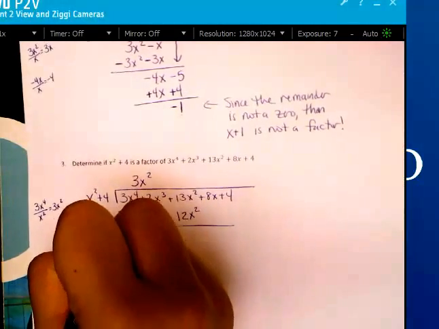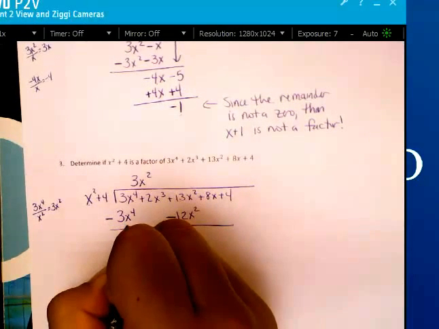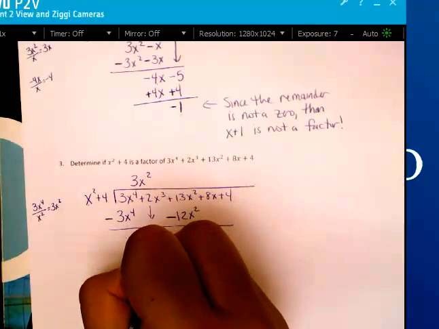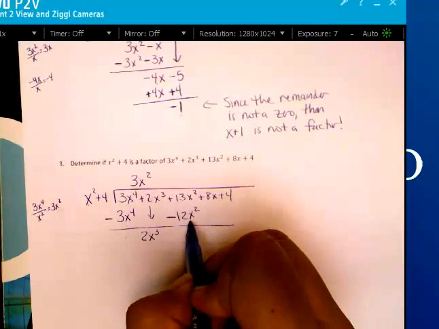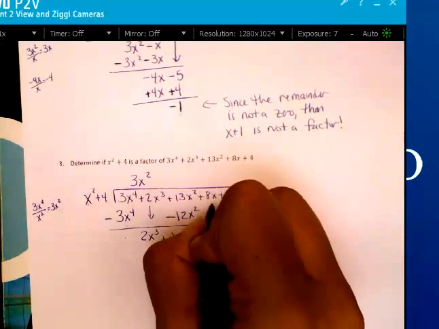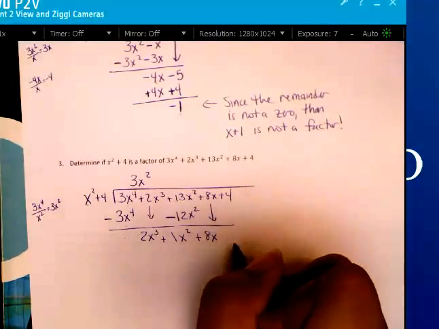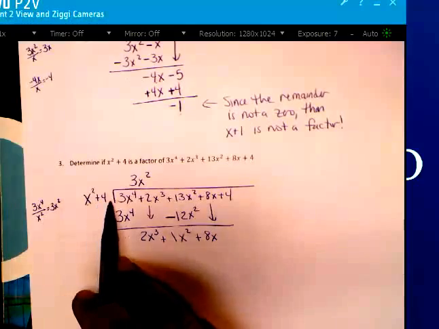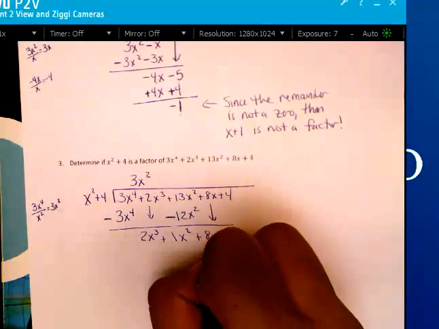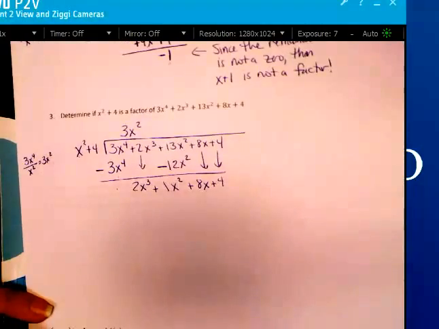Okay, so now we want to subtract those terms. So 3x to the 4th minus 3x to the 4th gives me 0. This just follows down, so 2x cubed. 13x squared minus 12x squared gives me 1x squared. And then I'm going to go ahead and bring down this 8x. I've seen some people, when they do division with factors that are not linear, meaning that the power is not 1, write down all the terms. They just bring everything down every time. And that's okay, you can do that if you want.